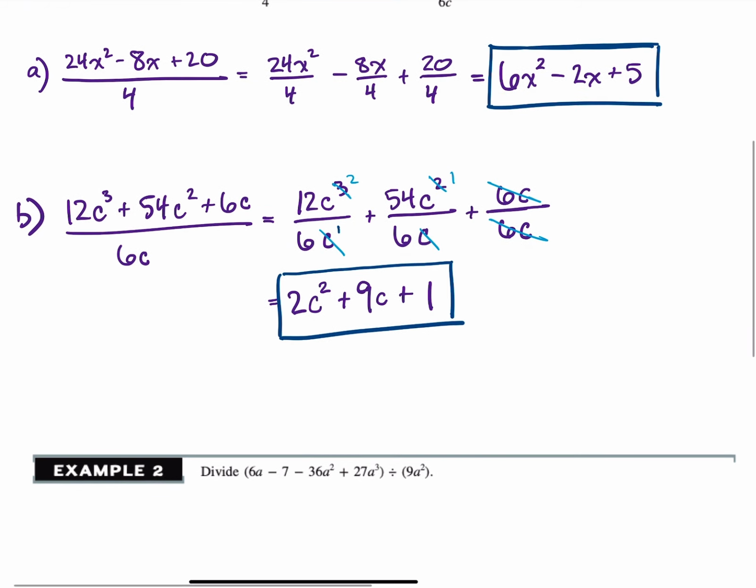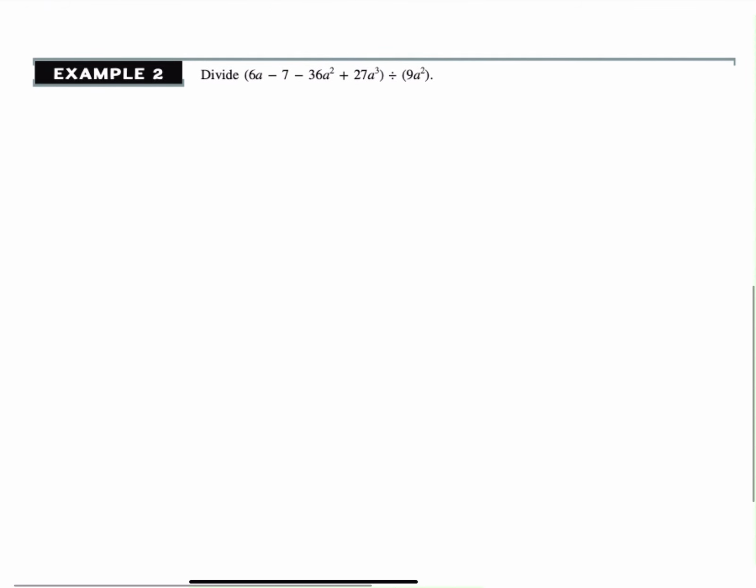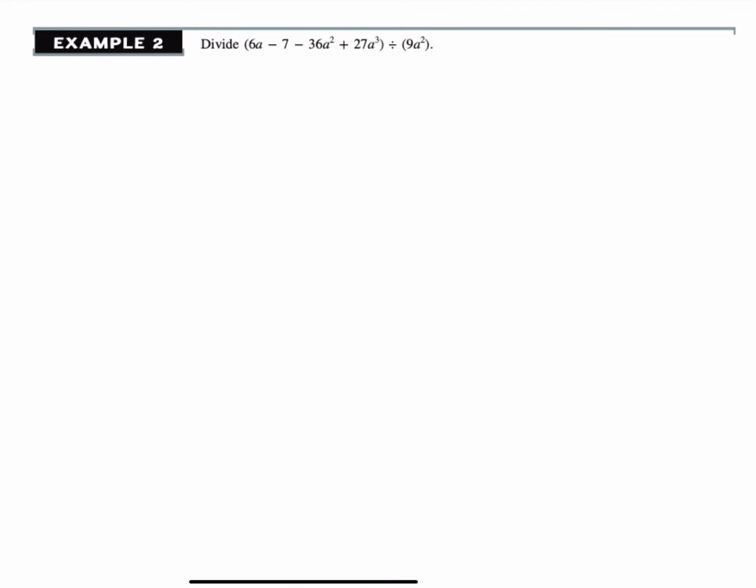All right, let's look at example 2. They write it a little bit differently. They're using the division sign, but we have the same situation. So we have 6a minus 7 minus 36a squared plus 27a cubed. And we're going to divide this by 9a squared.